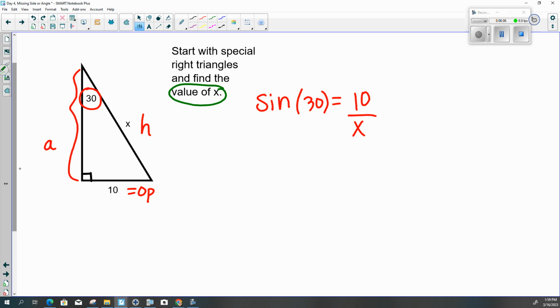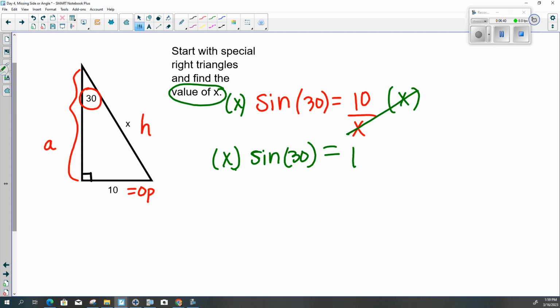Yes, let's get it in the numerator. So please write these steps down. What we do to one side, we have to do to the other. So we've got x times the sine of 30 degrees. What is x divided by x? 1. So when I cross it out, it doesn't disappear. It becomes a 1. And 10 times 1 is 10. So usually we just cross it off as though it's just gone, but it becomes a 1.